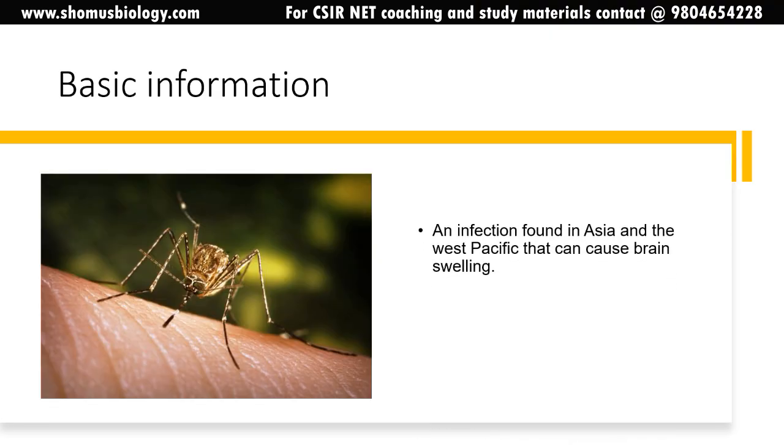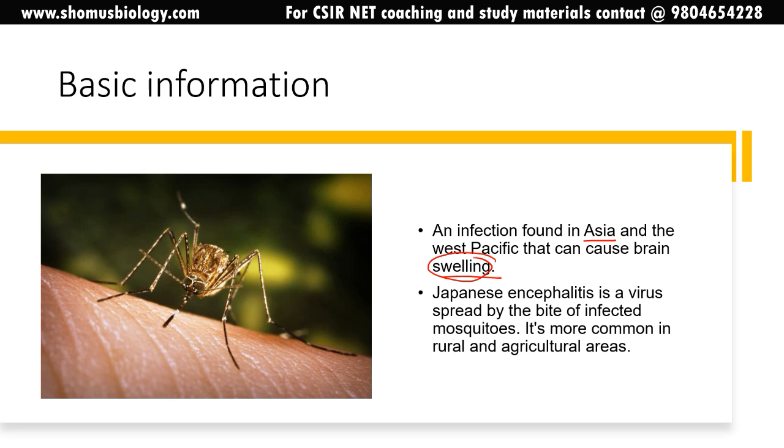The basic information about this virus is that it is an infection by the Japanese encephalitis virus that is found in Asia and the West Pacific, and that can cause brain swelling. So it's linked with brain swelling. Although most of the time this viral infection is not that serious and is mild, in extreme cases it can cause brain swelling and death of the brain cells and can kill a person.